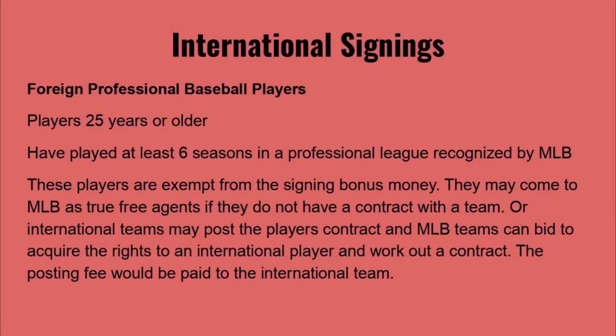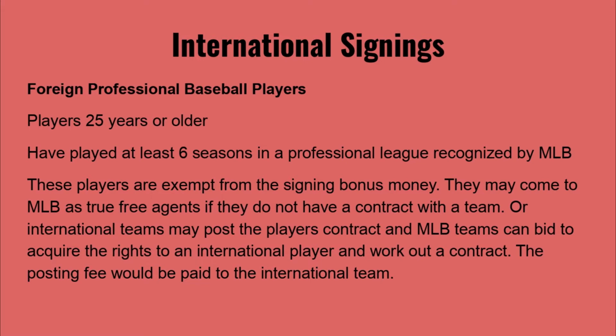To go along with international amateur signings, we also have these signings of foreign professional baseball players. So once an international player has reached a certain status within the international community, they qualify in this regard. So these are players that are 25 years or older. Now, quite often, those players that are amateur free agents who've never signed, they'll end up in these professional leagues and then will eventually qualify as foreign professional baseball players.